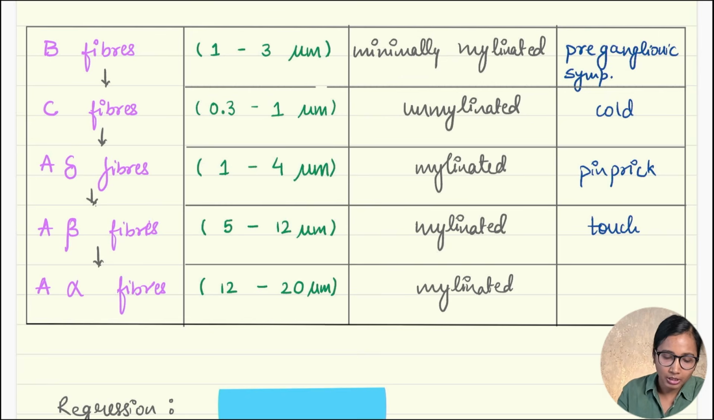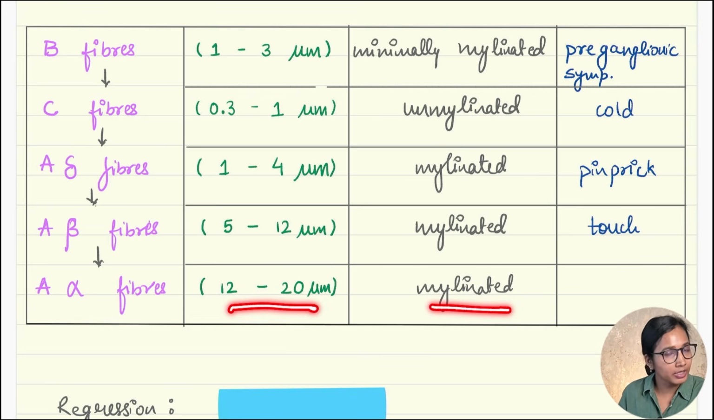So, we can check with a blunt needle whether the patient is having pain to the pin prick or not. So, after A delta fibers, we have D, B, A. The next fibers to go are A beta fibers. A beta fibers carry the sensation of touch. They are also myelinated with 5 to 12 micrometers of diameter. A beta fibers are followed by A alpha fibers. A alpha fibers are the most resistant fibers to get blocked. They are myelinated and of a larger size, 12 to 20 micrometers.